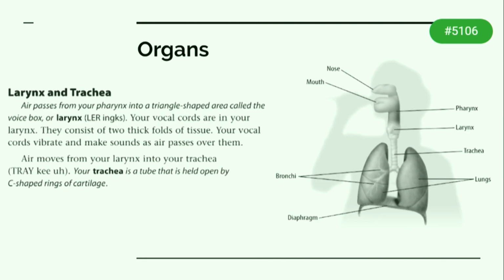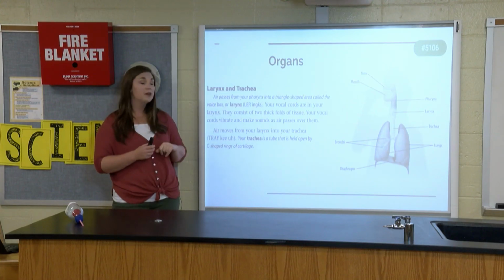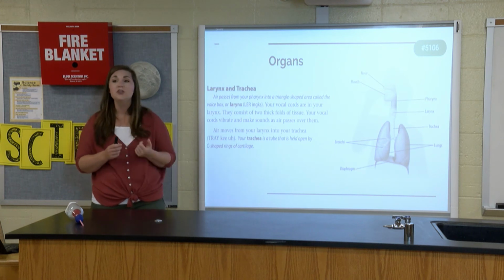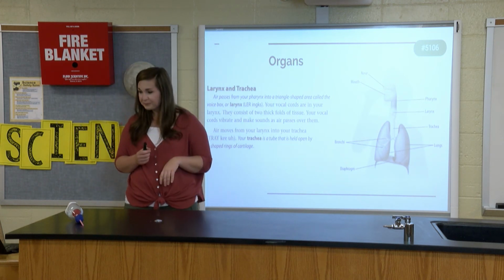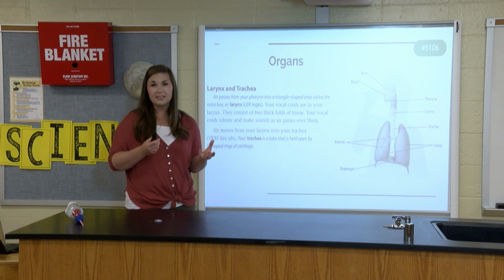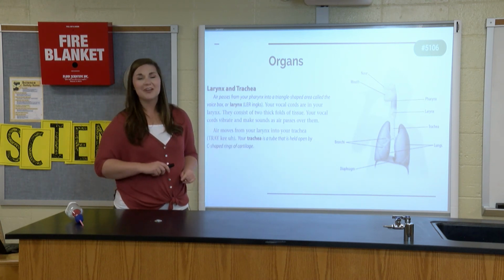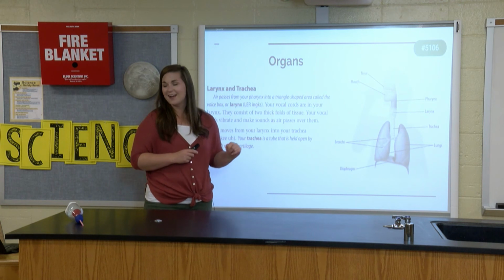Okay, then also you have your larynx and your trachea. Your larynx is your voice box, that wonderful voice box that all your teachers love. And your parents are loving it right now too. So the air passes from your pharynx into the triangle-shaped area called the voice box. So we're going from mouth to nose to pharynx, and then it goes over the larynx, which is your voice box. So your vocal cords are in your larynx, and they consist of 2 thick folds of tissue. Okay, and they vibrate to make sound, which in 8th grade we'll talk about where sound comes from and the waves that have to do with that.